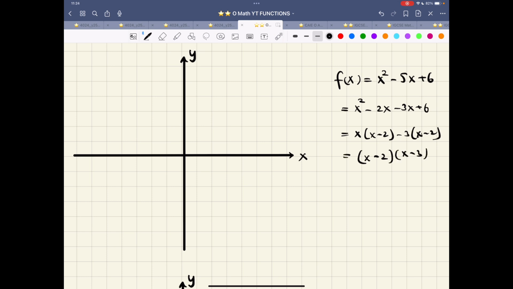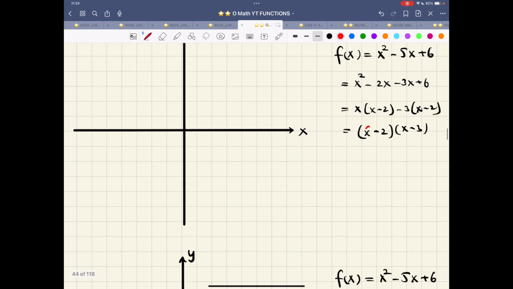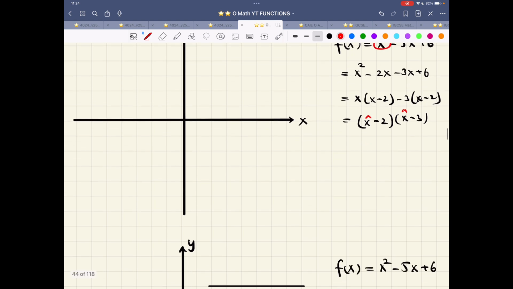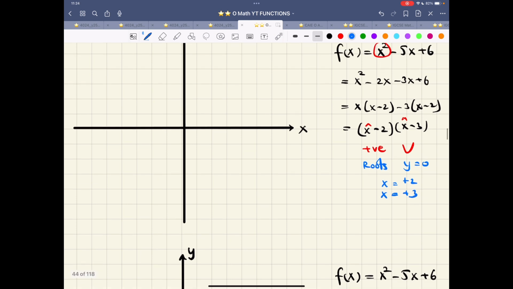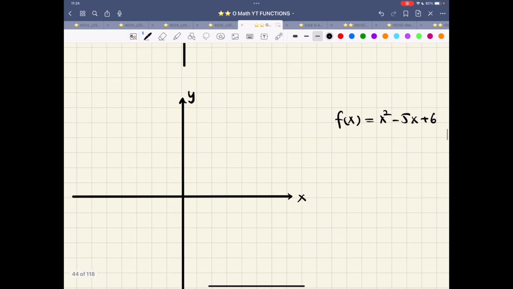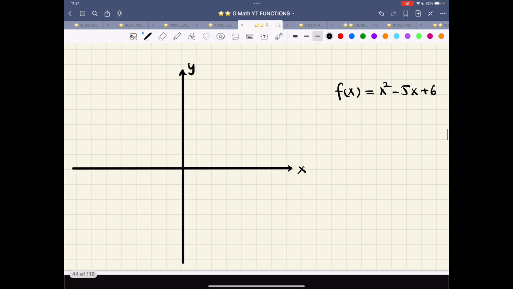This is done. Now focus on the coefficient of x square, which you can already see from here. That is positive. That's the shape. What about the roots? Y equals 0, x is positive 2, x is positive 3. And let's go ahead and draw this thing. So positive 2, positive 3, something like this. This is 2, this is 3, and then you get the idea. And what else can we do?